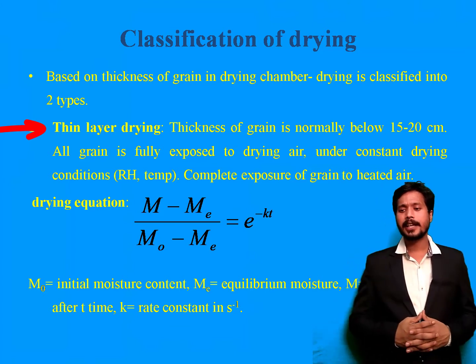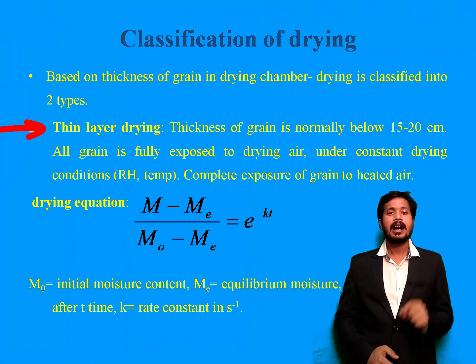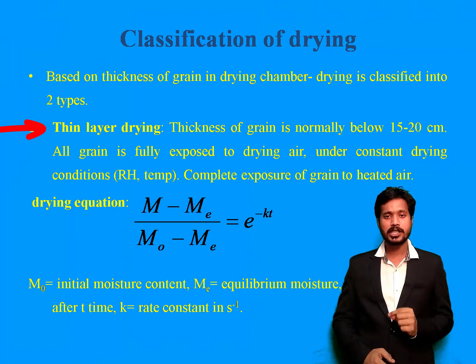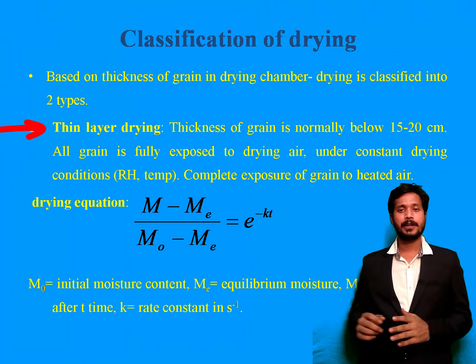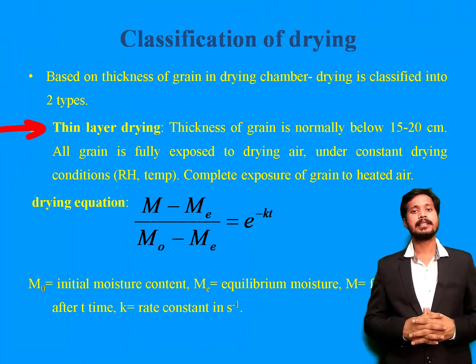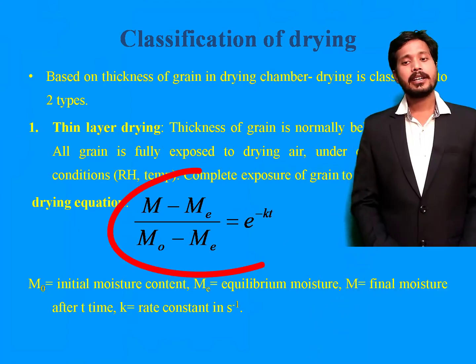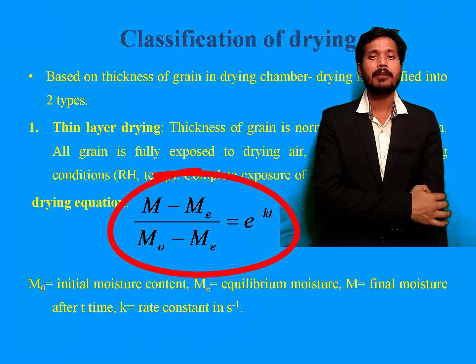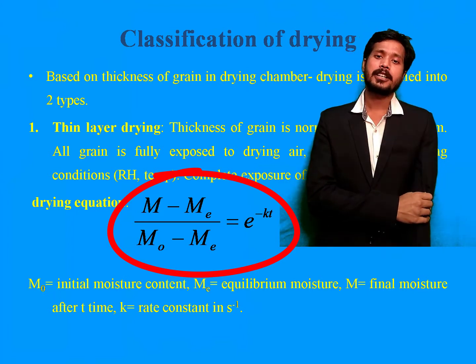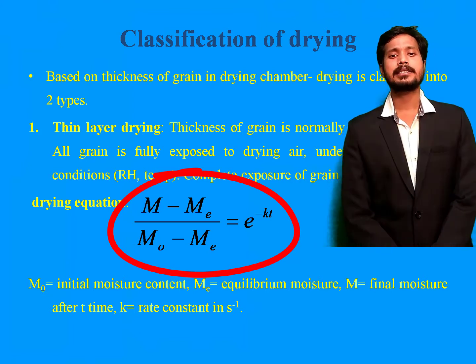That's why it is said that all grain is fully exposed to drying air under constant drying condition, relative humidity and temperature. So complete exposure of grain to heated air, yes, because the thickness of the grain is very less. So here we can use an equation that we have already explained. Moisture ratio equals exponential of minus kT.